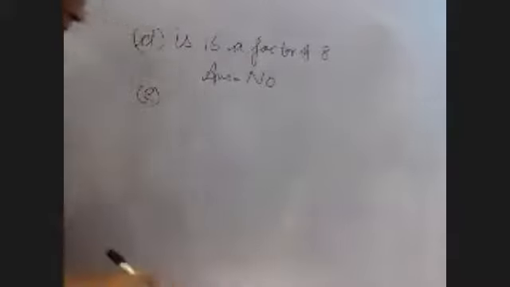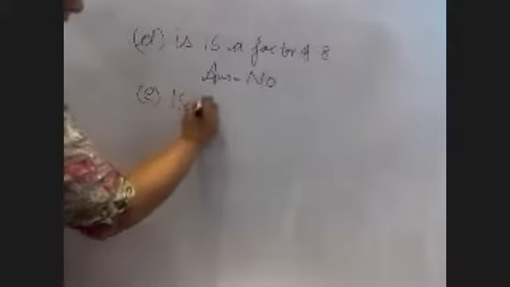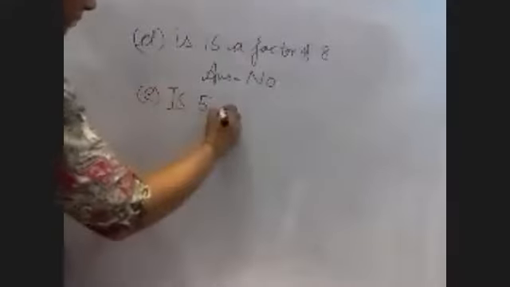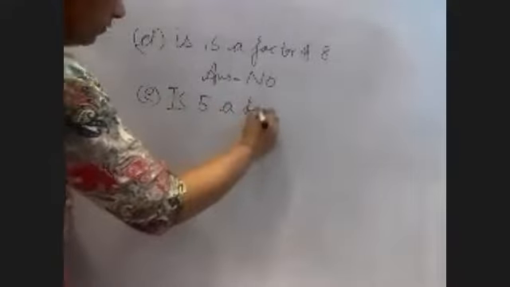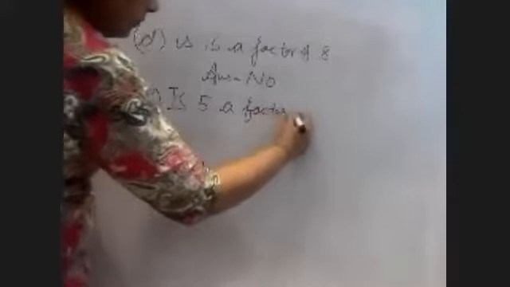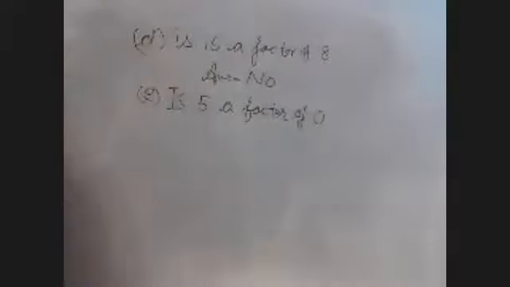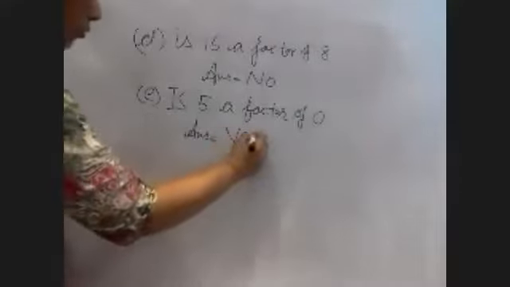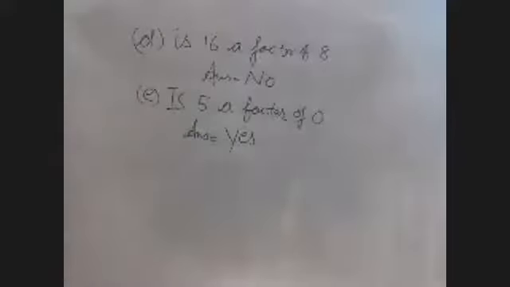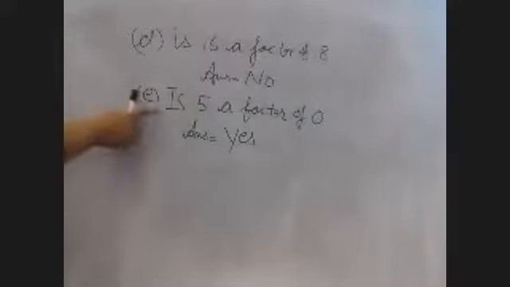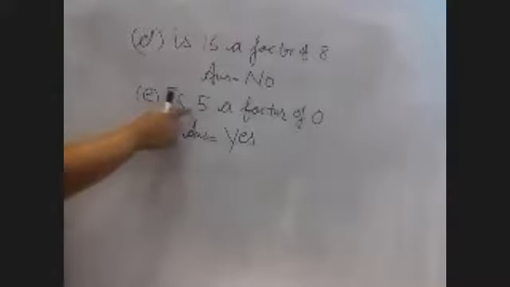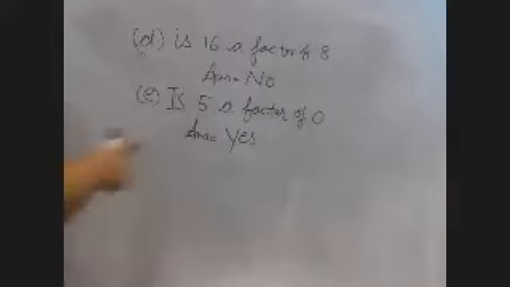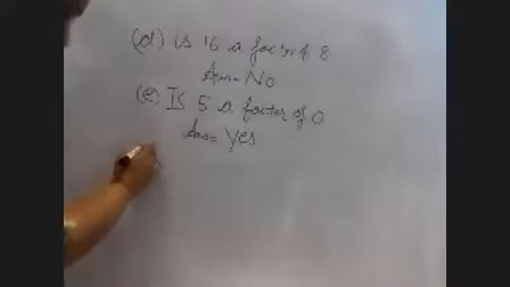Is 5 a factor of 0? Yes, friends, our answer is yes. These two points we already discussed in facts of factors. When we discussed all the facts of factors, we discussed this point. Now your question is whether 5 is a factor of 0, so your answer is yes. Next is part F.